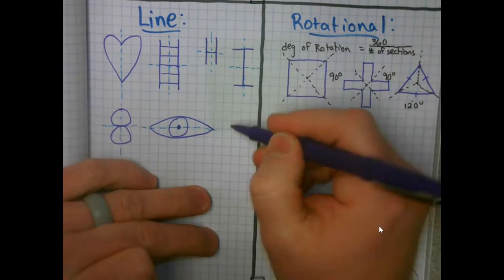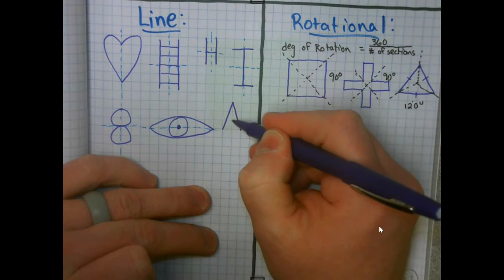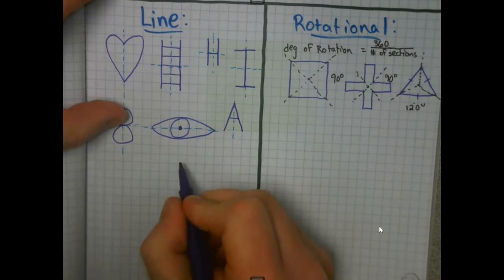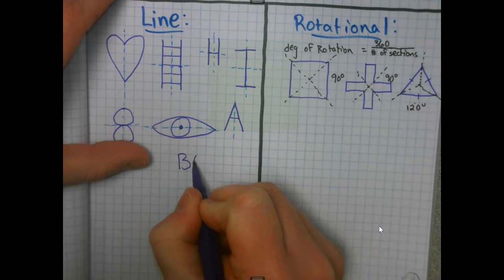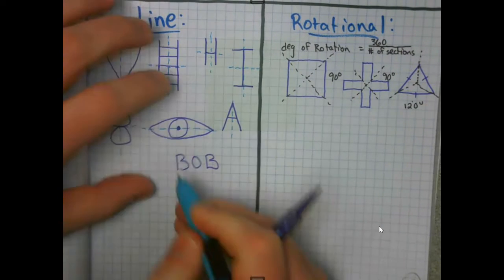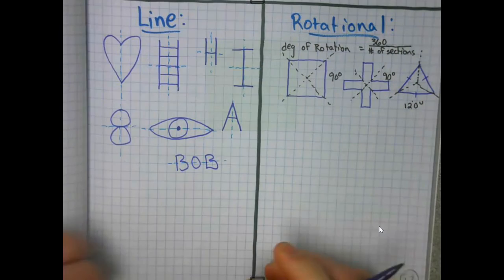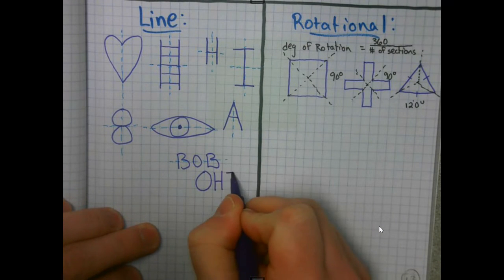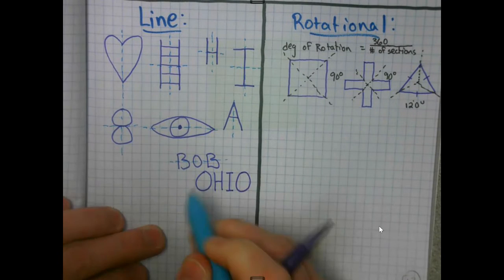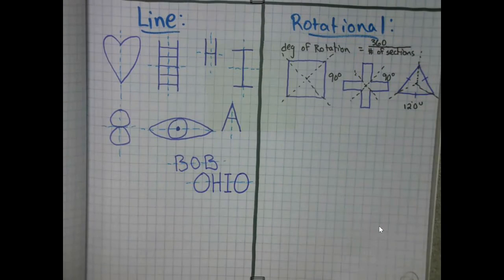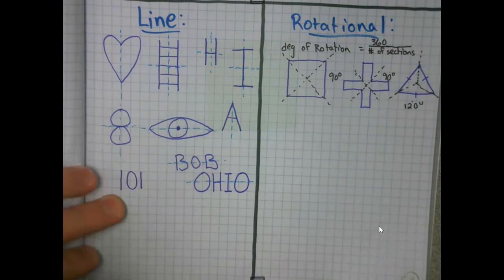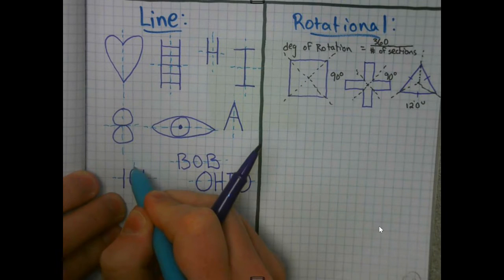The letter A has 1 line of symmetry. The word Bob could have 1 line of symmetry right here. Maybe the word Ohio in all capitals has 1 line of symmetry. We're looking at lines of symmetry, not things that are spelt the same forwards and backwards. The number 101 has line symmetry this way and this way.